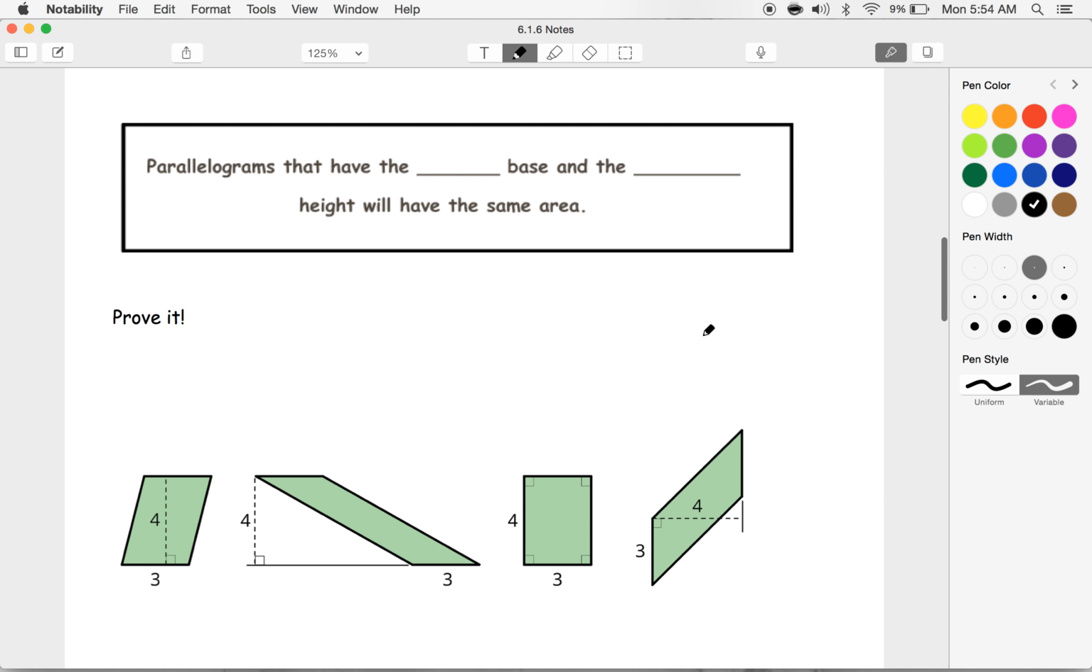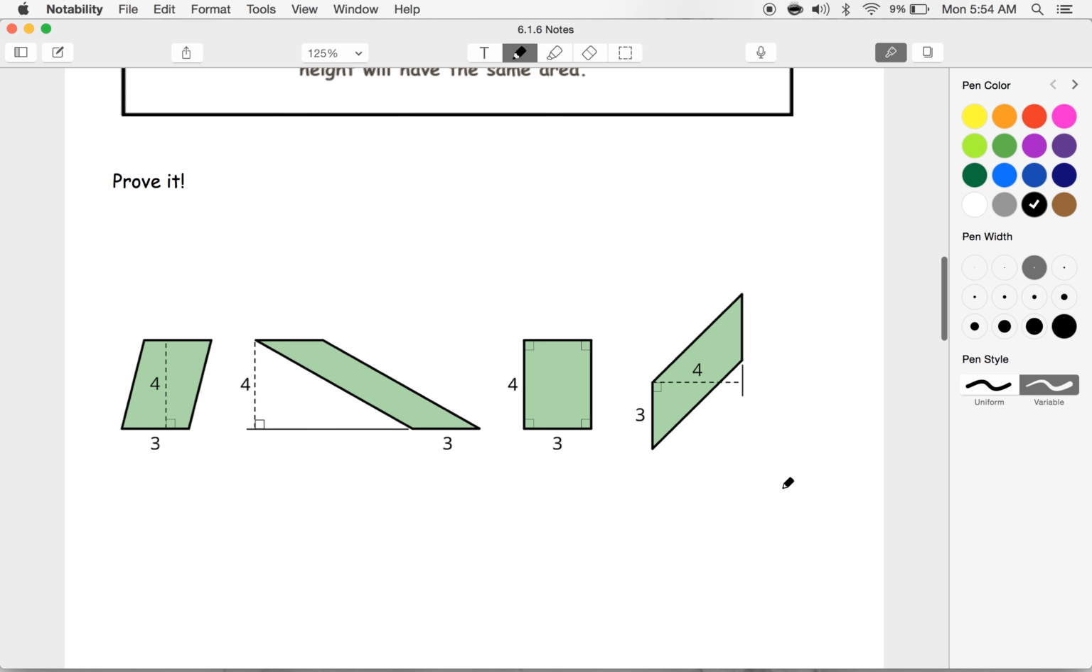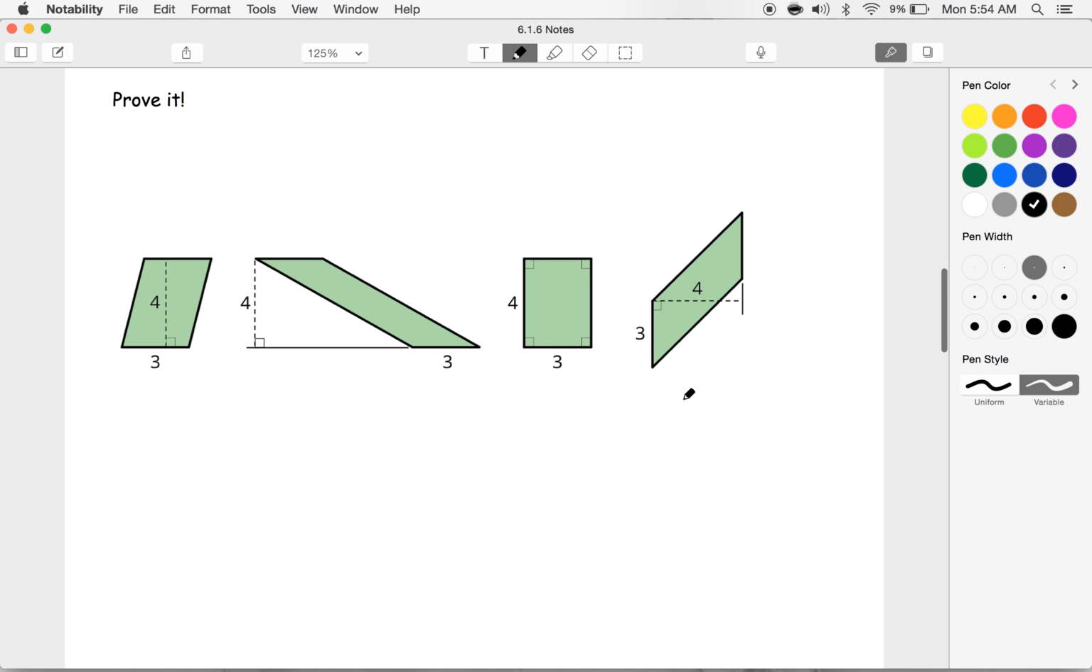Now another conclusion we can make is that parallelograms that have the same base and the same height have the same area. We pulled that from some of our activities today. So let's take a minute to prove it. We have 1, 2, 3, 4 different parallelograms, all of which use bases of 3 and heights of 4, but they look very different. So we can say area equals base times height. My base is 3. My height is the perpendicular, which is 4. So my area is 12 square units.